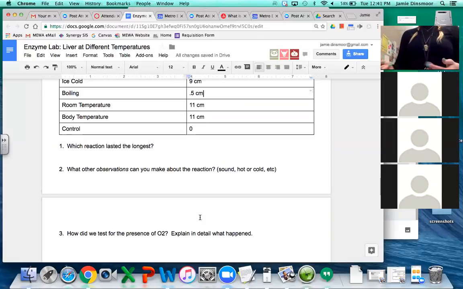And then other observations, right? Some people felt, you can feel the heat coming out of this reaction. It produces heat. And there's bubbles. And some you could smell, like that one, the burnt or the cooked liver. You can also hear the bubbles. It sounds like Rice Krispie treats or something. So you can hear things, you can feel the heat.